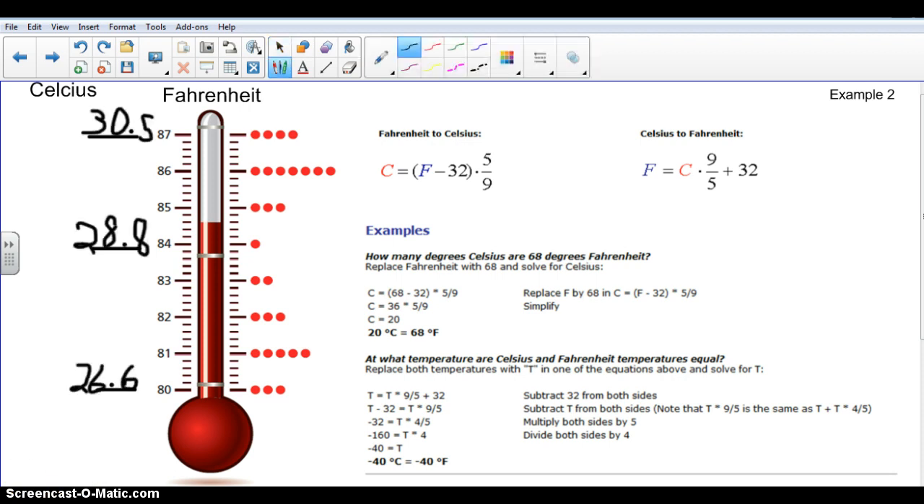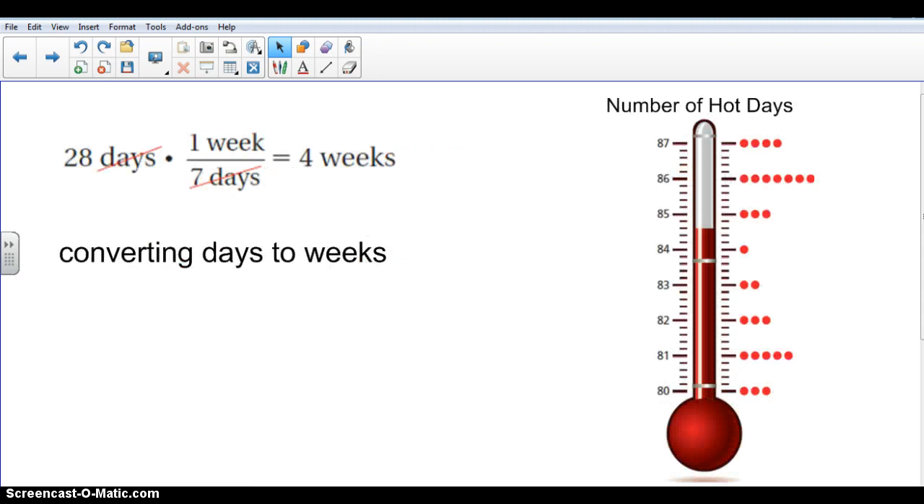Okay, there are the answers for your Celsius. Also, if you want a little more information and a little tidbit of extra challenge for you, here's a little thing here. It says at what temperature are Celsius and Fahrenheit temperatures equal? And it tells you a way to figure that out, which is kind of neat. If you'd like to read through that, that's up to you. Okay, let us move on to example 2.